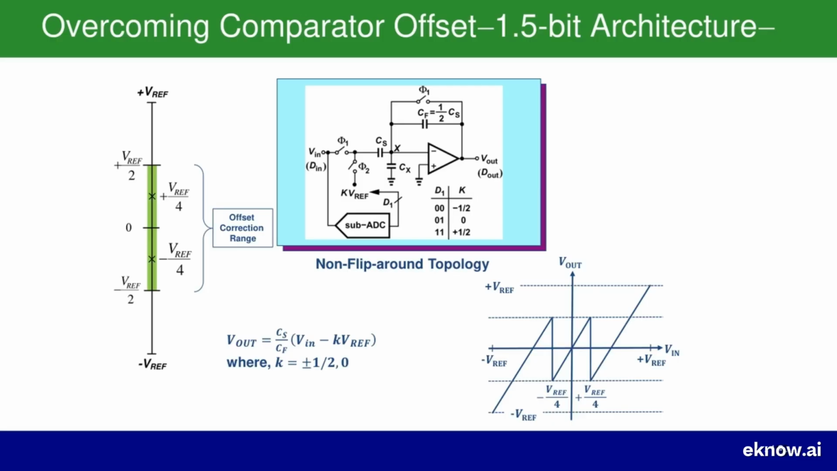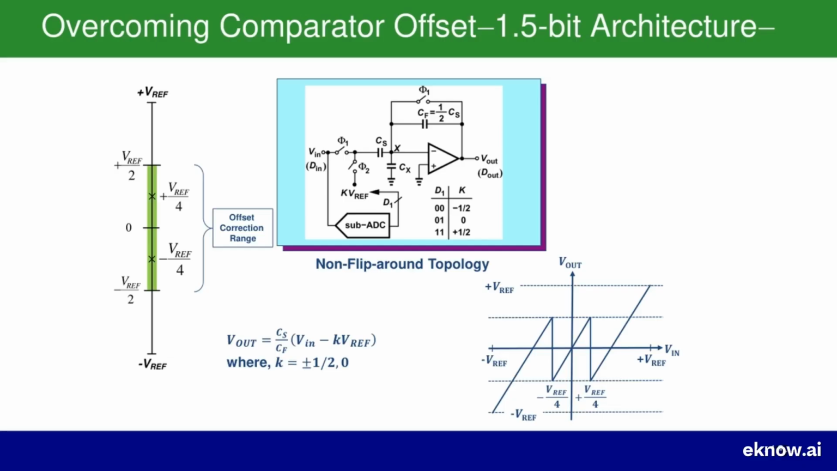You can see in the small table that this digital code D1 is then mapped to a value K. If V_in is very low, below minus VREF/4, K is -1/2. If V_in is in the middle range, between minus VREF/4 and plus VREF/4, K is 0. And if V_in is high, above plus VREF/4, K is +1/2.